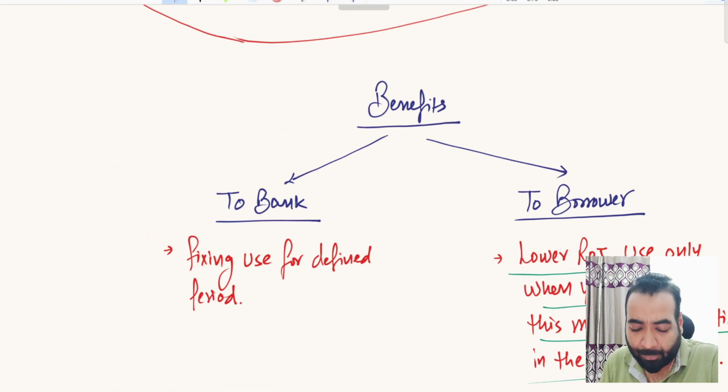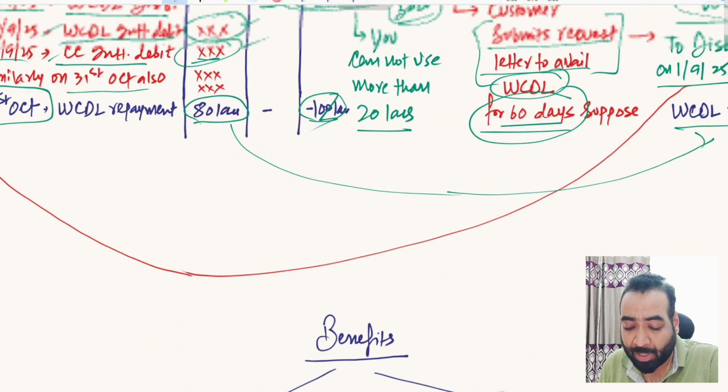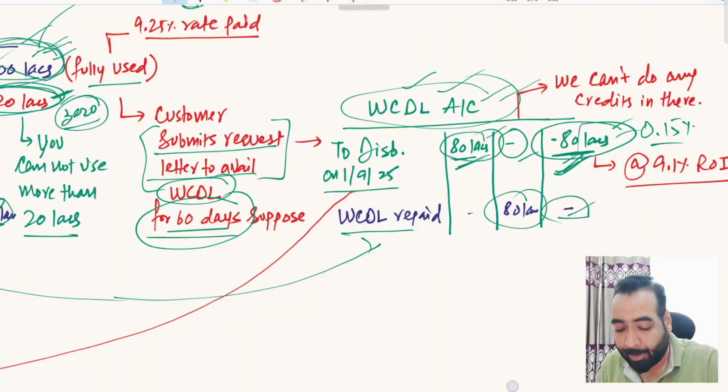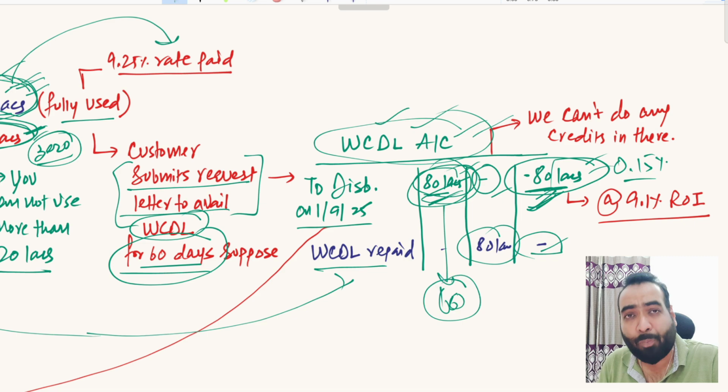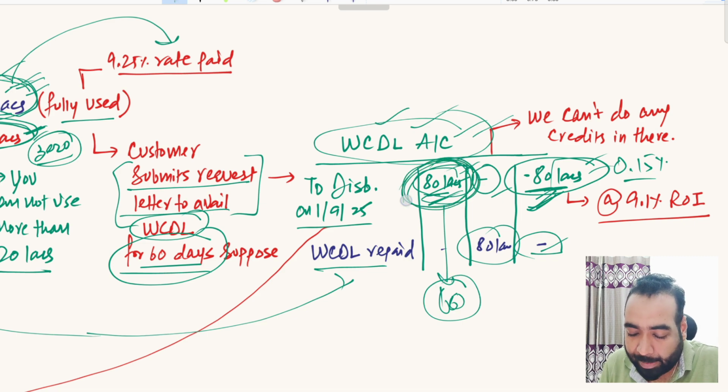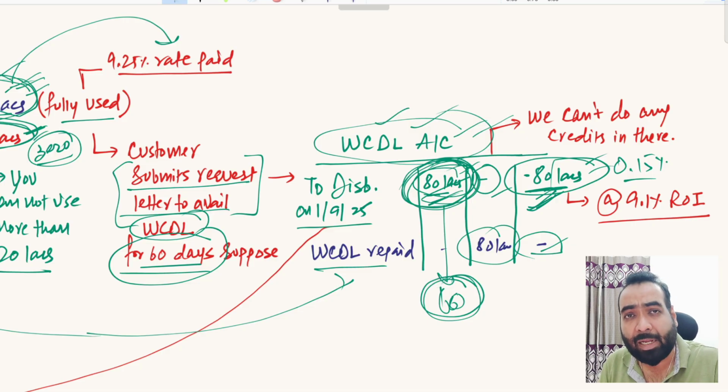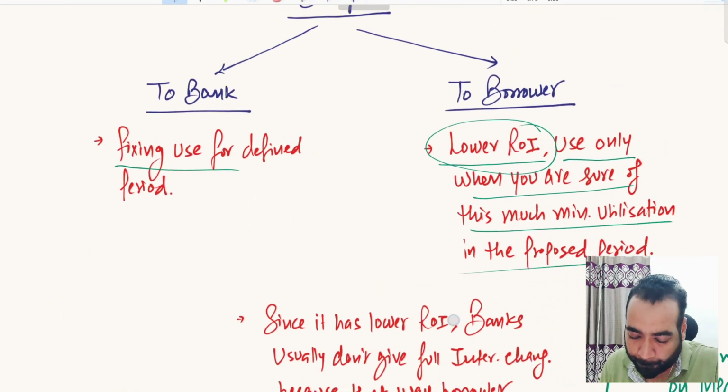So what is the benefit for the bankers? You are getting lower ROI, bankers are earning less. What is the benefit for the banker? The benefit for the banker is that since that 80 lakh rupees is booked for the next 60 days, bankers are now sure that they will earn money on that 80 lakh in the next 60 days at 9.1%. Income guarantee is the benefit for the bankers, right?